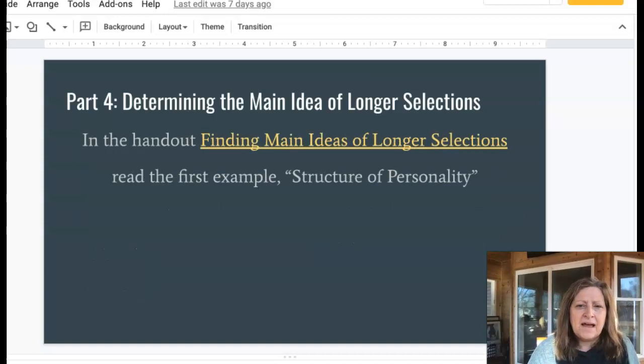So you have a handout called Finding the Main Ideas of Longer Selections, and I want you to read that first selection for me. And I'm going to give you time on the Edpuzzle. So you're going to be reading that selection.